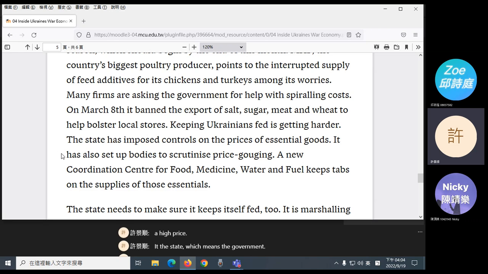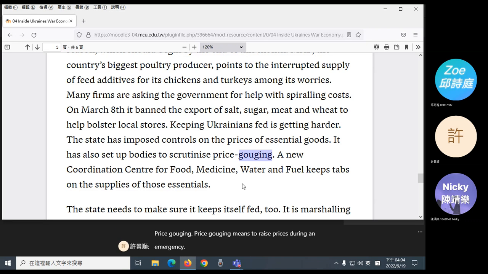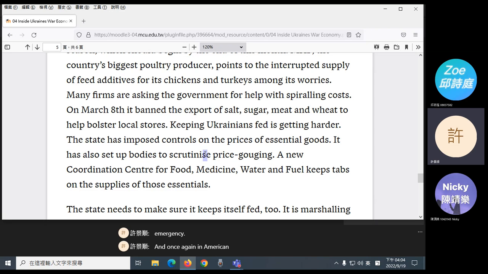has also set up bodies to scrutinize price gouging. Bodies here means organizations. So the government has set up organizations to scrutinize, means examine, or to check for price gouging. Price gouging means to raise prices during an emergency. And once again, in American English, we spell scrutinize with a Z, not with an S.